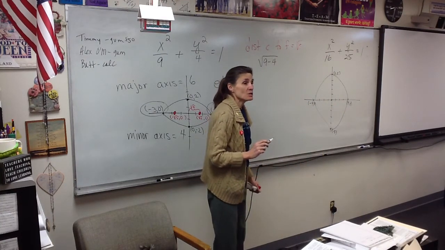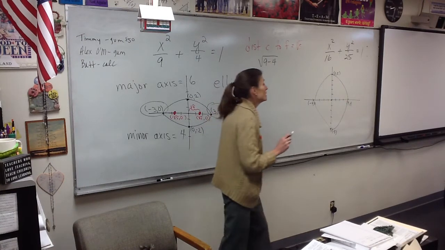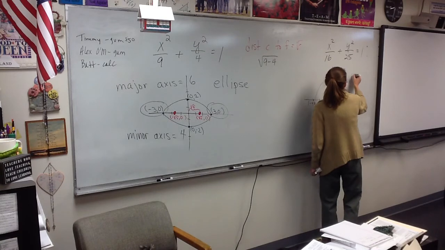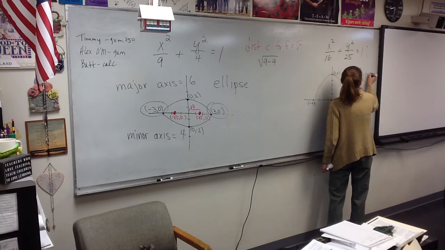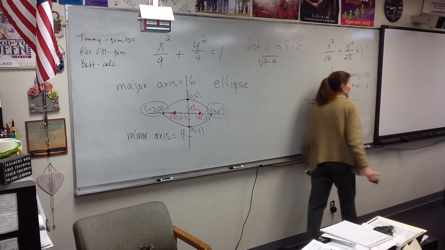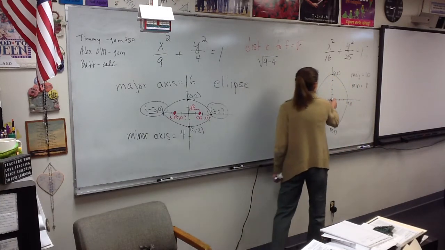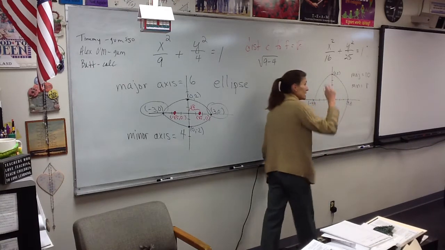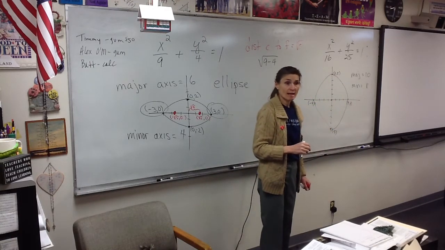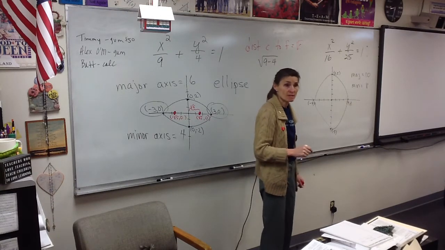How long is my major axis? 5. Oh, whoa, whoa, whoa. 10. Major axis is 10. And the minor axis is 8. Now, actually, 5 has a name. That distance does have a name. It's like the radius. It's called the semi-major axis. The semi-major axis would be half of the major axis.